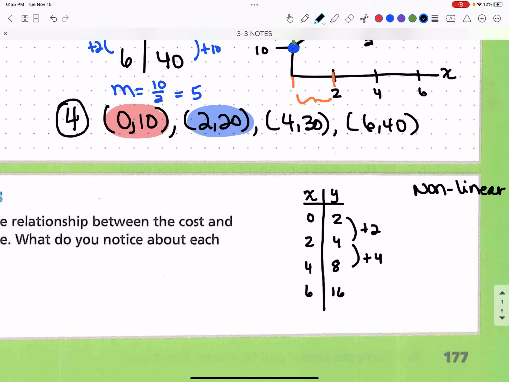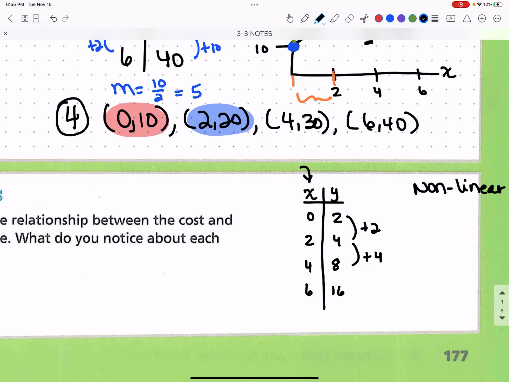Okay? Is it a function? Well, let's look at our x's. Do we have any repeating x's? Nope, it is a function, right? Yes, it is a function, and it is an example of a nonlinear function.